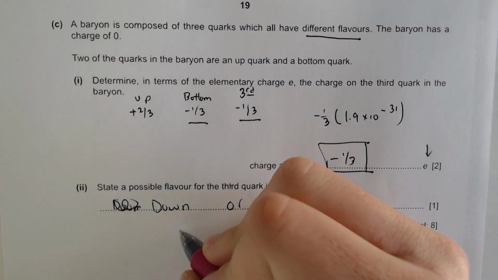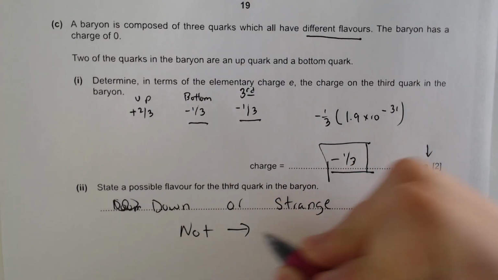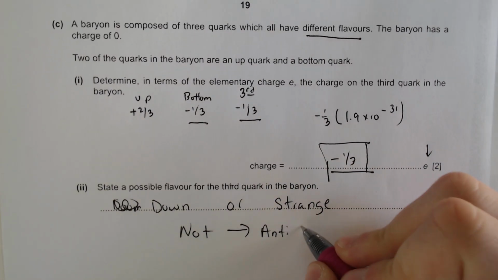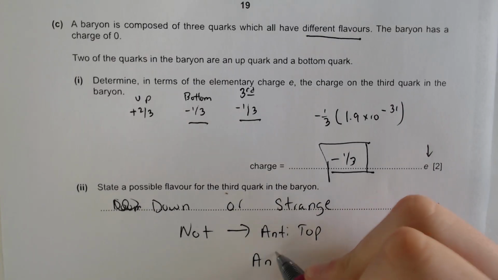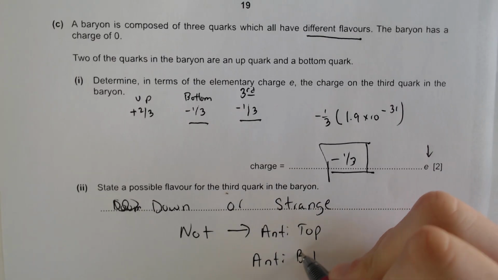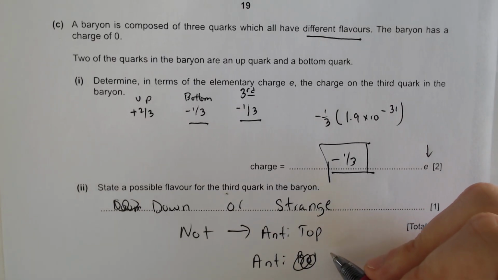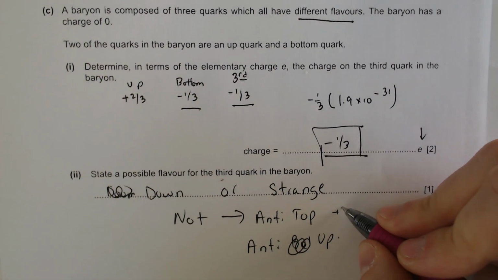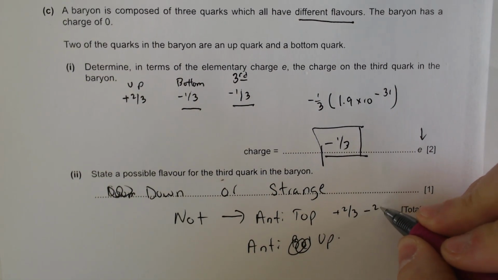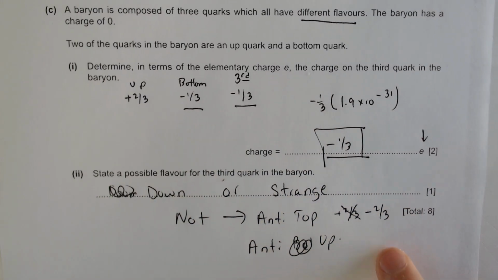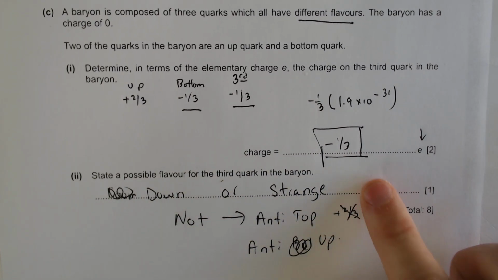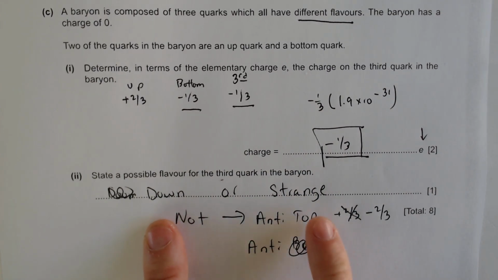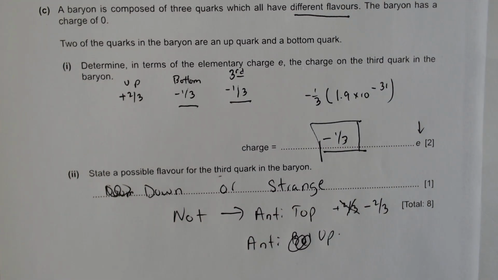You could not do an anti-top or an anti-bottom or an anti-up or any of those, because these regularly have positive 2/3, and if you make it negative by doing anti, negative 2/3 is not what we want. We want just negative 1/3. So it would either be a down or a strange, and you would only have to write one of them.